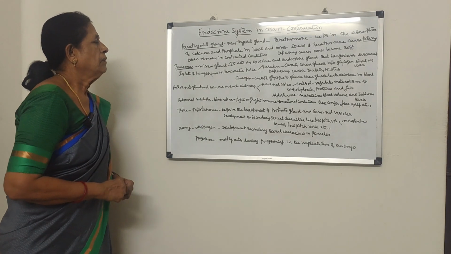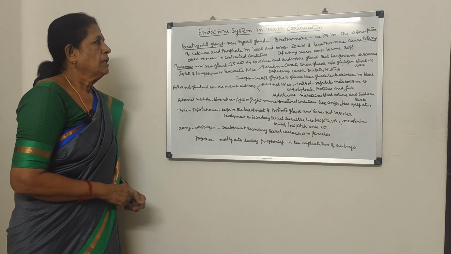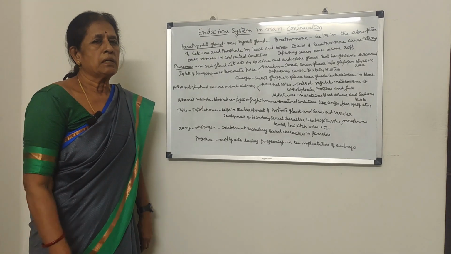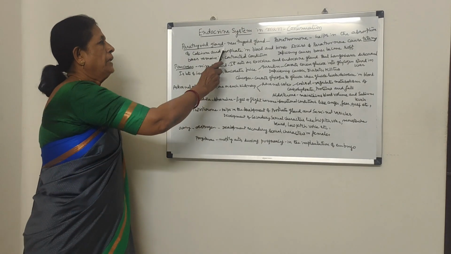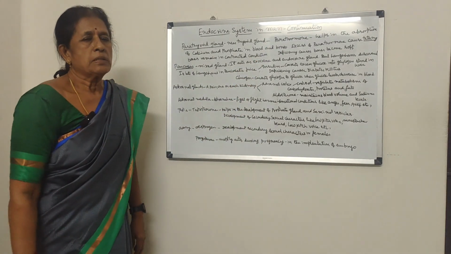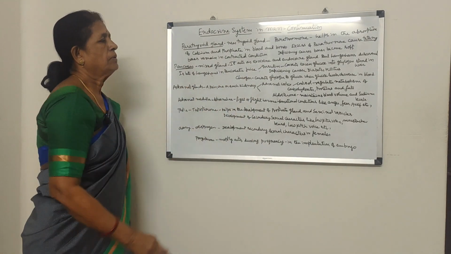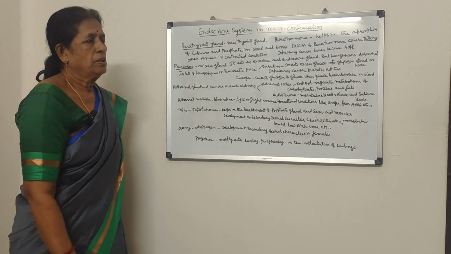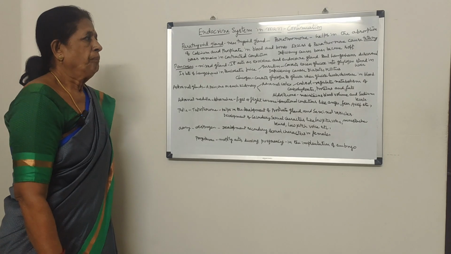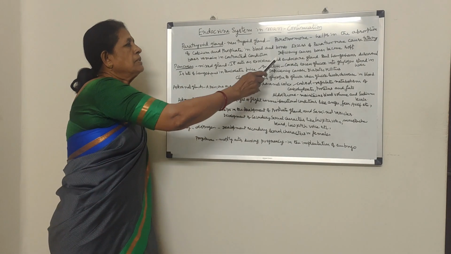Now let us see one more gland, that is the parathyroid gland. The parathyroid gland is another endocrine gland which is present near the thyroid gland in the neck region. This parathyroid gland secretes a hormone known as parathormone. What is the function of parathormone? It helps in the absorption of calcium and phosphate in blood and bones. Calcium and phosphate are very important for strong bones and teeth, so it helps in absorption of calcium and phosphate.